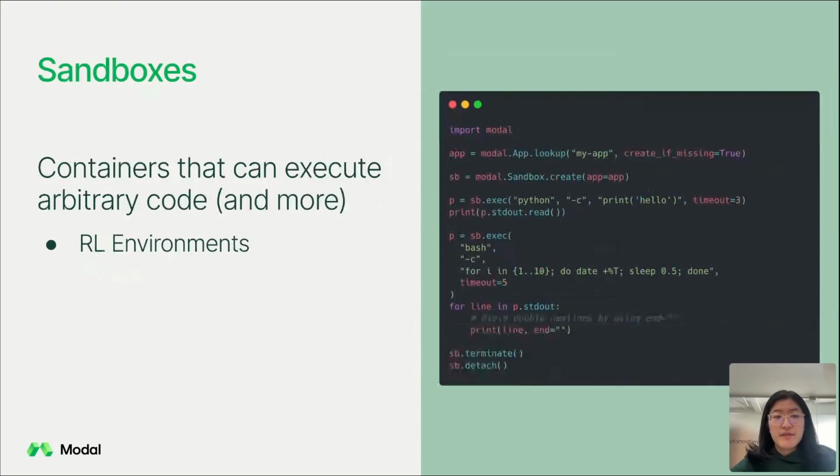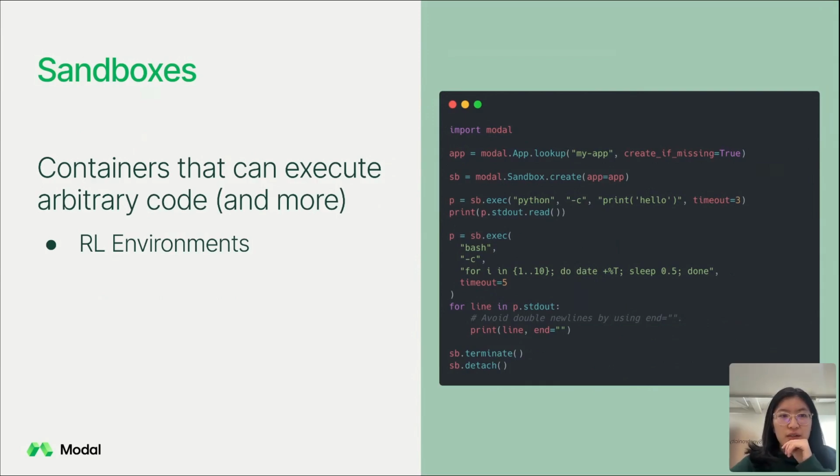And then we also have sandboxes. Sandboxes are just a container primitive that we have that can execute arbitrary code and do anything, but you can just think of sandboxes as like containers. So in this code example, we created a sandbox. We executed Python and print hello, and you can read the output. There are a lot of things you can do with sandboxes, and for that, you can also refer to our sandbox webinar that we did. But the primary use case for sandboxes for training is making RL environments.